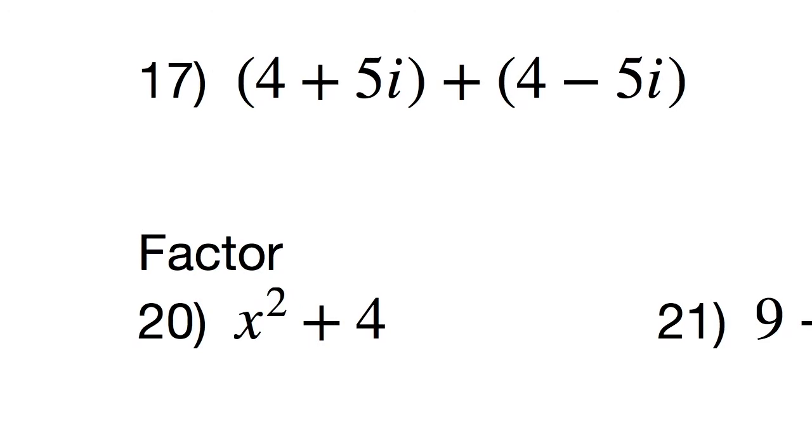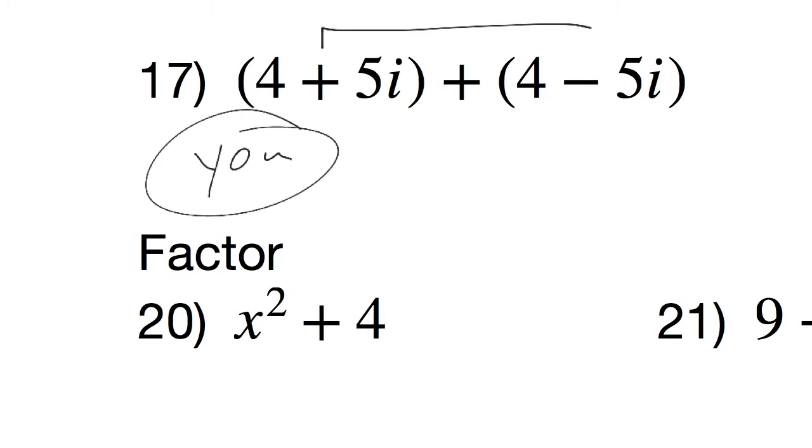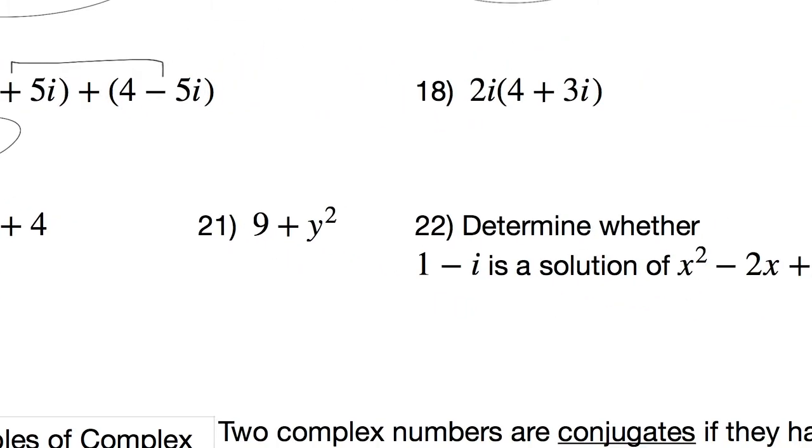This looks like something that you can do. Notice that you are adding conjugates here, 4 plus 5i and 4 minus 5i. But you still combine all the like terms that you see to get the answer.